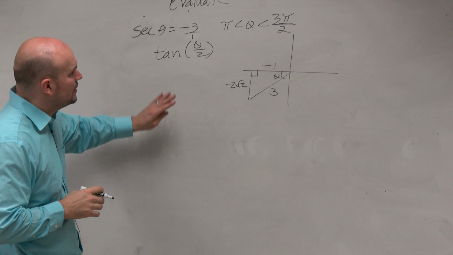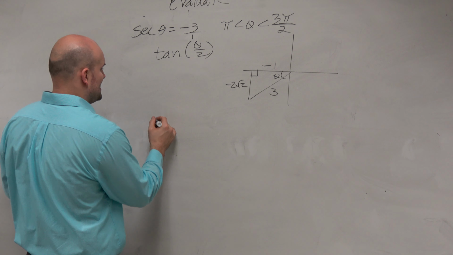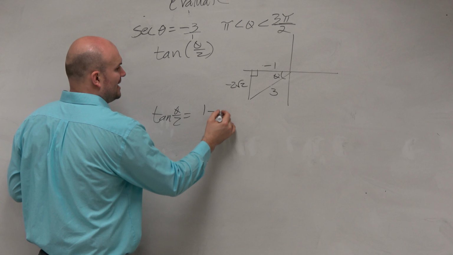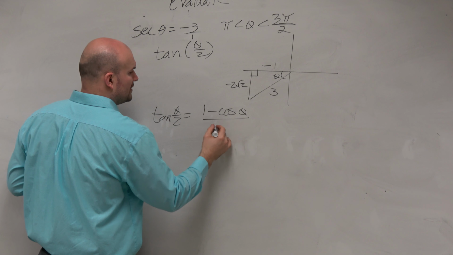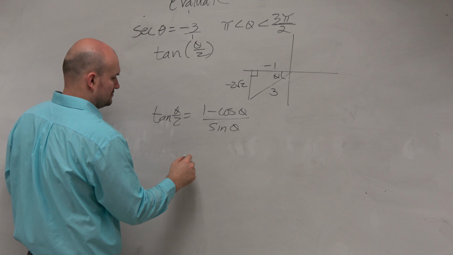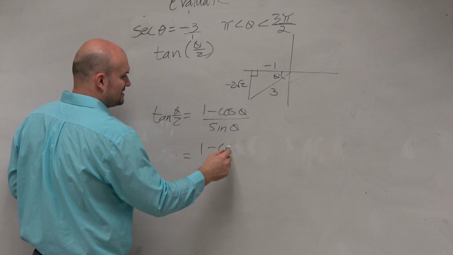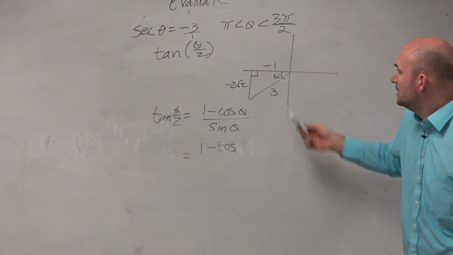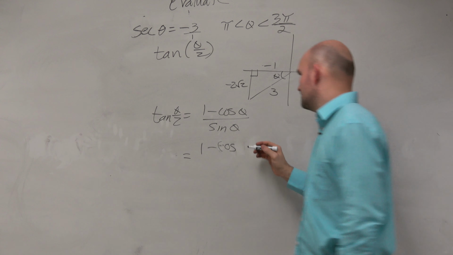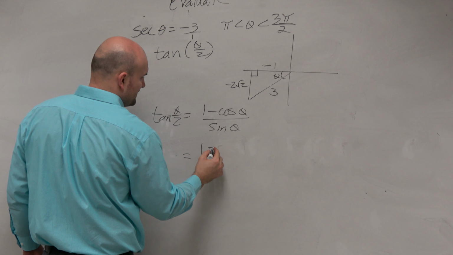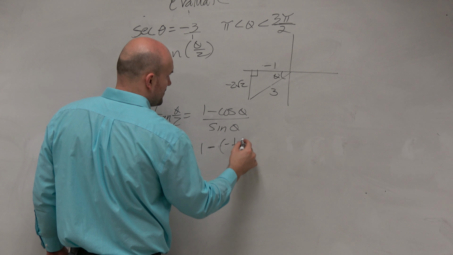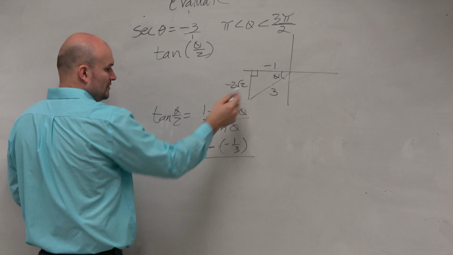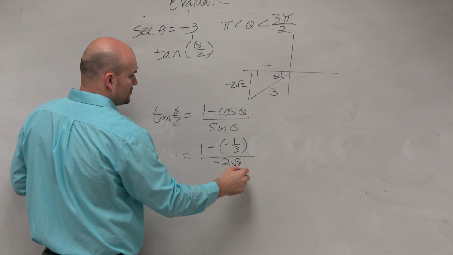All right, so now let's just go ahead and do the tangent. So remember the tangent of theta divided by 2 equals 1 minus cosine of theta over sine of theta. Well, can we figure out what cosine of theta is? We know the cosine, guys, is adjacent over hypotenuse. So the cosine of theta is -1/3. Divided by the sine, which is opposite over hypotenuse, -2 square root of 2 over 3.